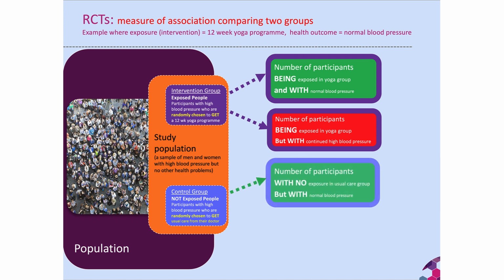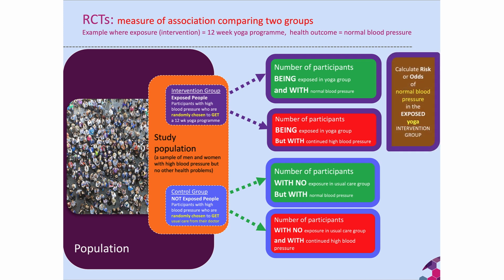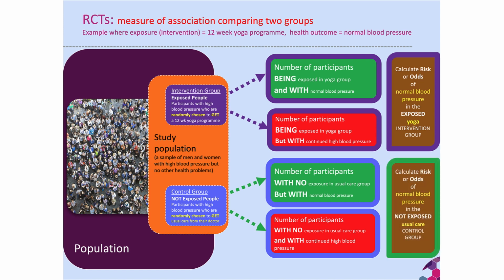And then in the control group, we have the participants who are in the usual care group who have not done the yoga program, but they also have normal blood pressure. And the number of participants who, again, no exposure or part of the usual care group, haven't taken part in the yoga program, and they still have continued high blood pressure. And so we can calculate the risk or odds of normal blood pressure in the exposed yoga intervention group and the risk or odds of normal blood pressure in the not exposed usual care group.